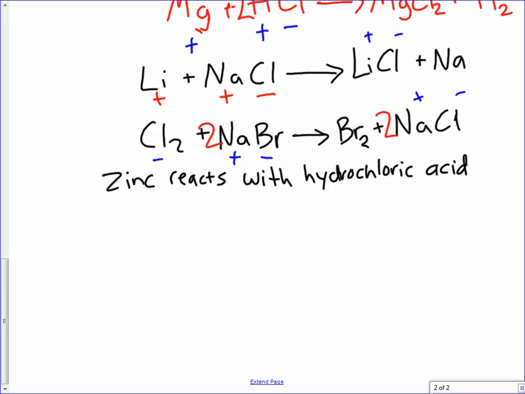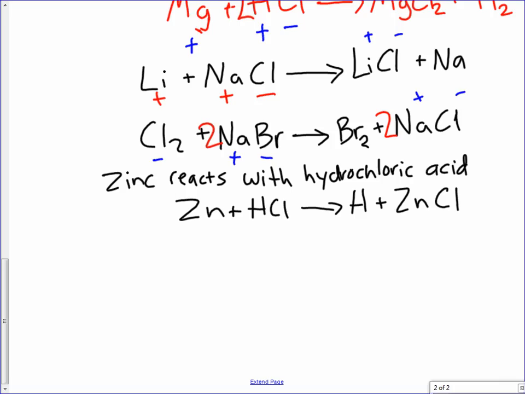Okay, for the last one, we have zinc reacting with hydrochloric acid. Okay, so this is a single replacement. Zinc is going to replace hydrogen, the other positive ion. Hydrogen is going to be by itself, and we're going to use chloride.